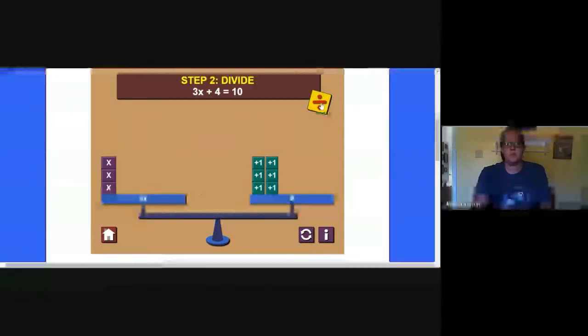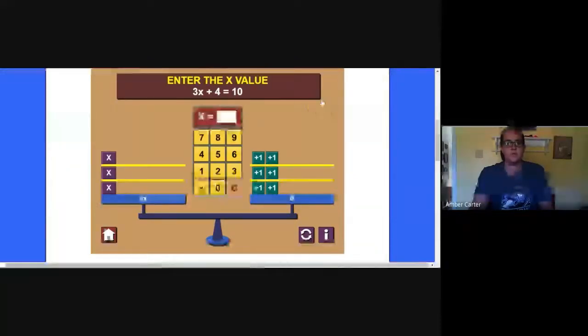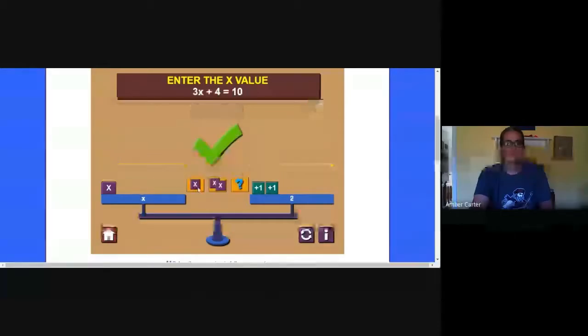I'm sure you guys are realizing now that this is a one-step equation. Since we have 3 x's, in order to get just 1 x, we're going to have to divide. And if you do that, what do we get? You can see it's helping us see here, if we divide this up into 3, and if we divide this side up into 3, how many is in each of these groups? You should see that it's 2. So we get that x equals 2 for our answer.